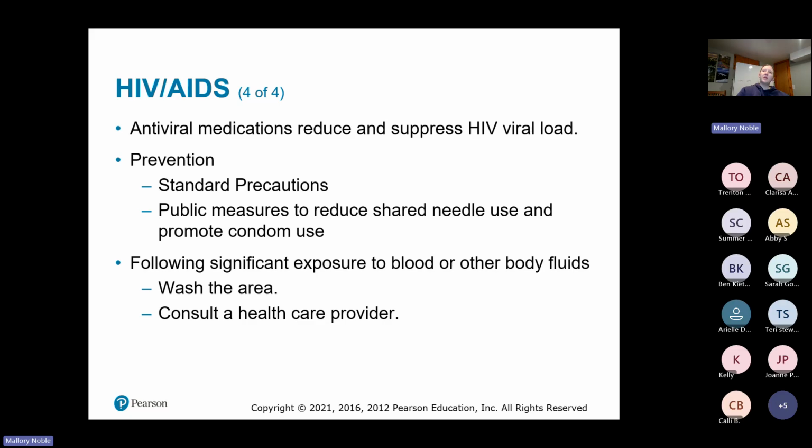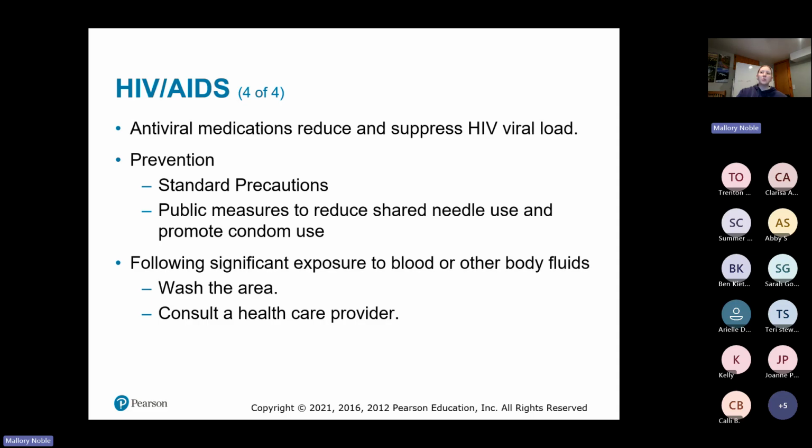Antiviral medications are used to then reduce and suppress HIV viral loads. Standard precautions is what we're going to take, along with public measures as well, any sort of additional education that we can give about shared needle use and promoting use of condoms.